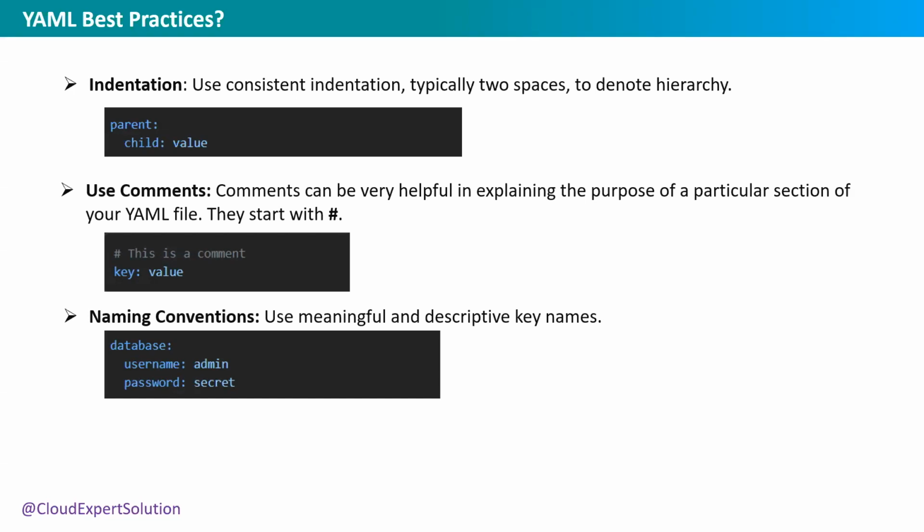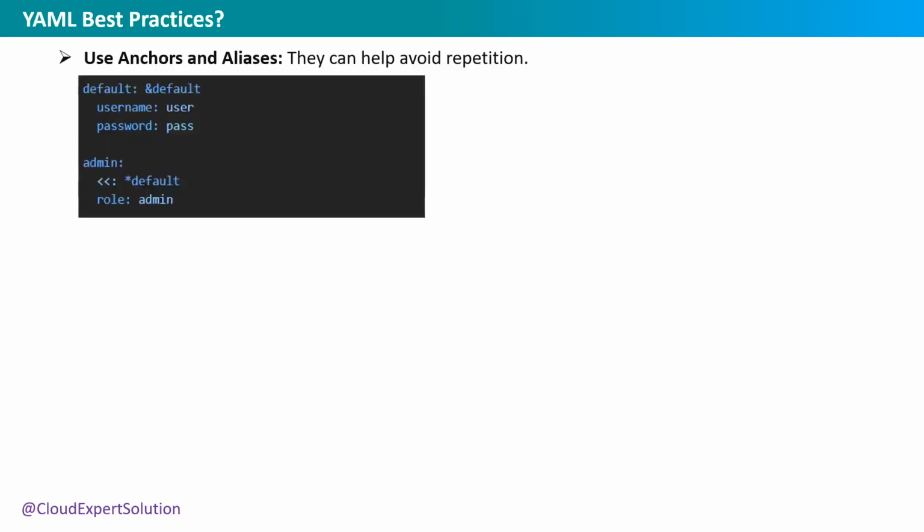Use meaningful and descriptive key names. For this example, I have used database, username, password. You can use descriptive names for better maintainability. Then use anchors and aliases. We have already reviewed this part, and this will help you to avoid repetition.